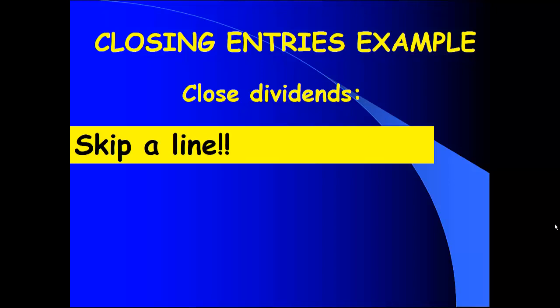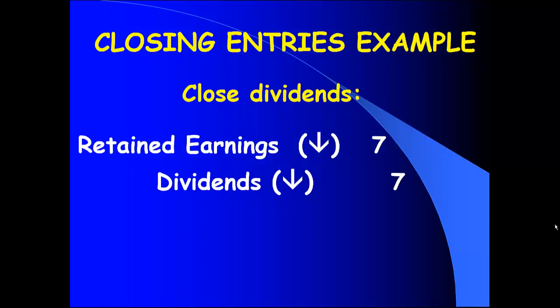Finally, we're going to close out dividends. Dividends have a debit balance, so we're going to close them out with a credit to dividends. Write that on the second line indented. And then my debit goes to retained earnings. Debiting retained earnings makes it go down. Paying dividends reduces the net worth of my business then.